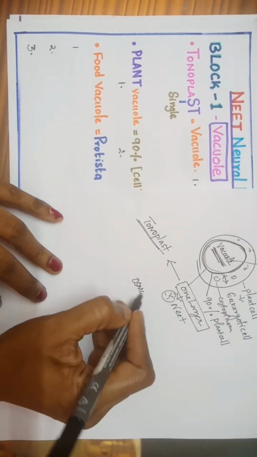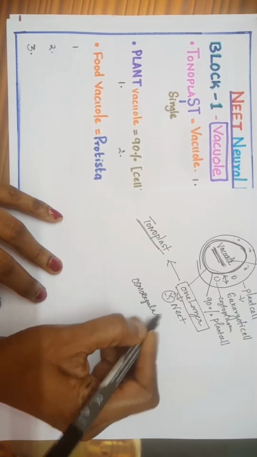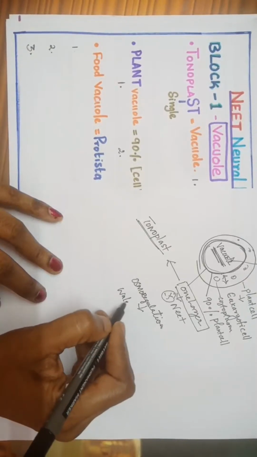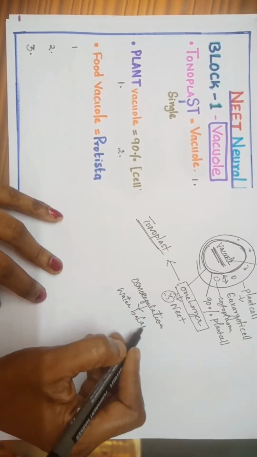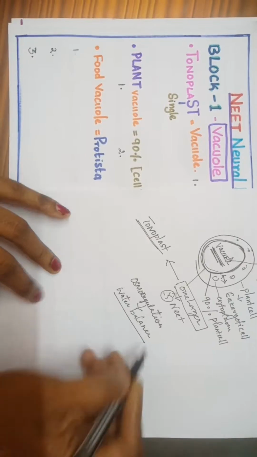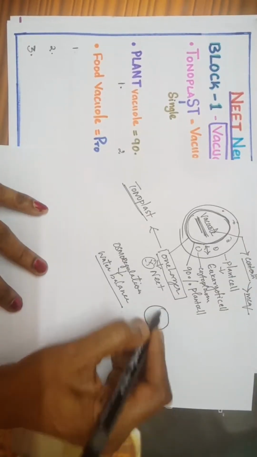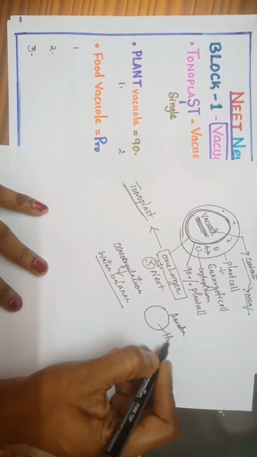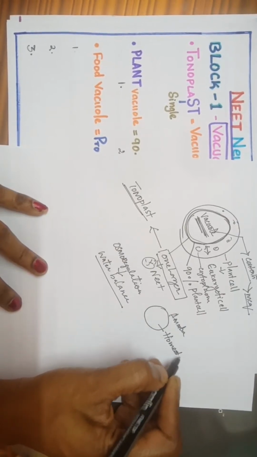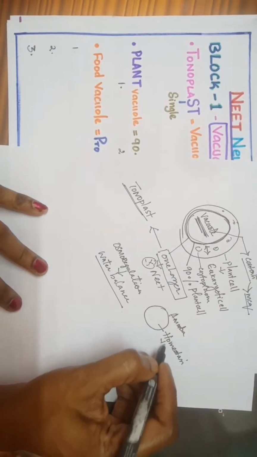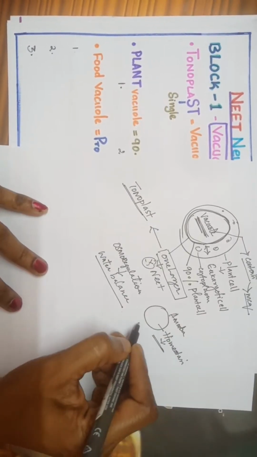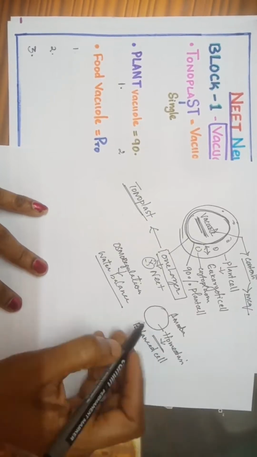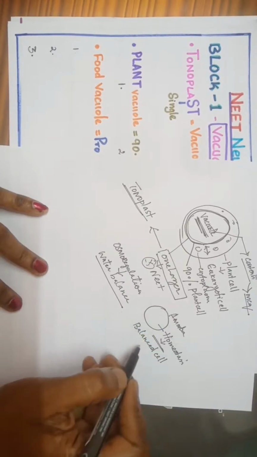Meaning of osmoregulation is water balance. Okay, so inside the amoeba cell there should be homeostasis. What is the meaning of the word homeostasis? If you know, type it in the comment section. Homeostasis means maintaining the balanced state of the cell. If there is some disruption, then the cell will die.